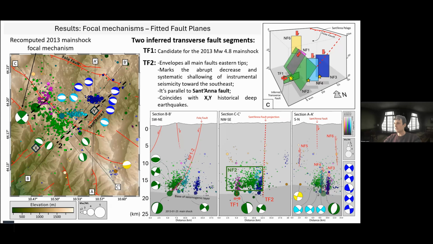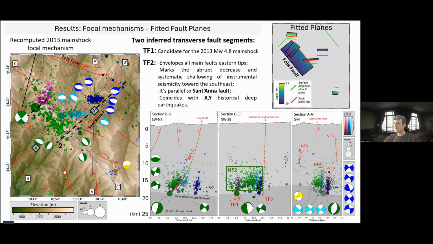This fault aligns with the abrupt decrease in seismicity, it's shallowing toward the southeast, and it runs parallel to the near-surface transverse Sant'Anna fault. And finally, it coincides with the location of two major historical earthquakes. So this fault works for sure as a seismic boundary, and the Sant'Anna fault likely represents its surface expression.